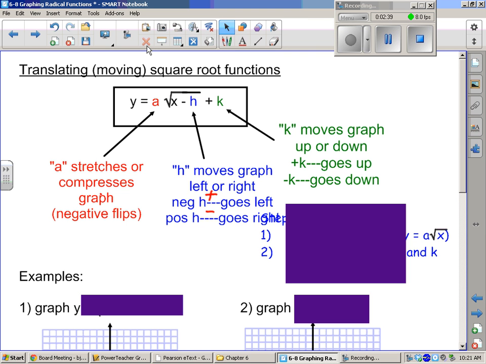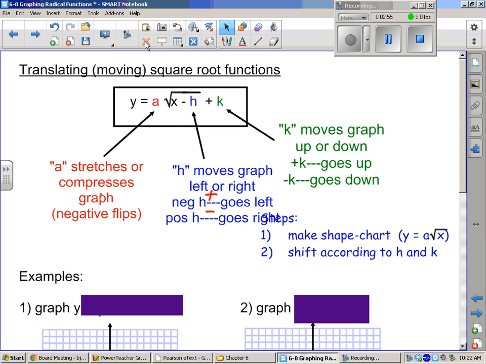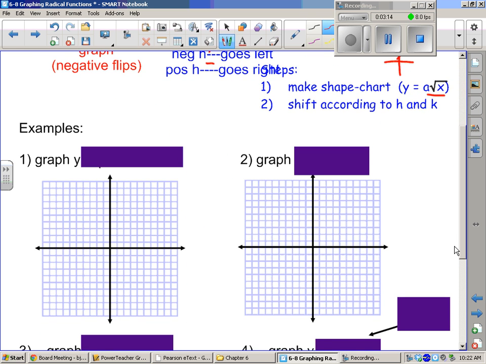Good. All right, and then the K, which probably stands for Kendra, really not sure, but you know, they like to include me in their math books. It moves the graph up or down. Plus K goes up, negative K goes down. So we've done a lot of H and K stuff already. All right, so remember, when we're drawing graphs, we're going to make a shape chart first. Now, we just learned that the square root of x is going to look kind of like that. It starts at 0, 0, and then kind of curves up to the right. And then we shift it according to h and k. All right, let's try some.